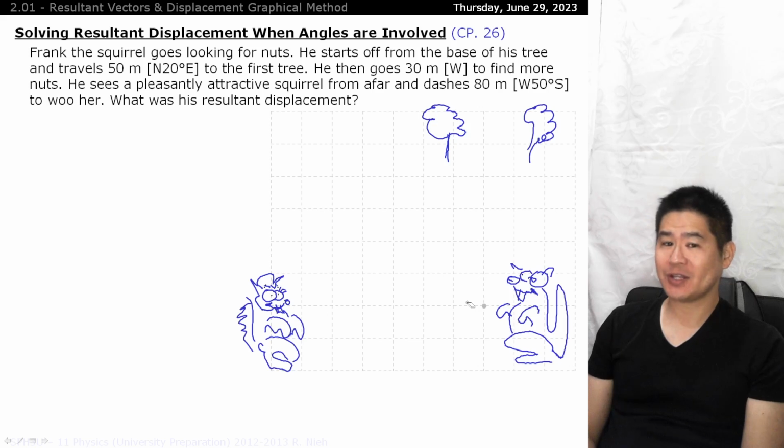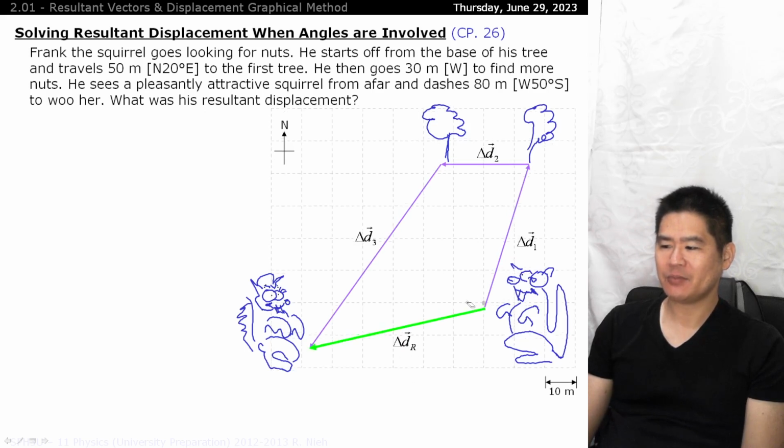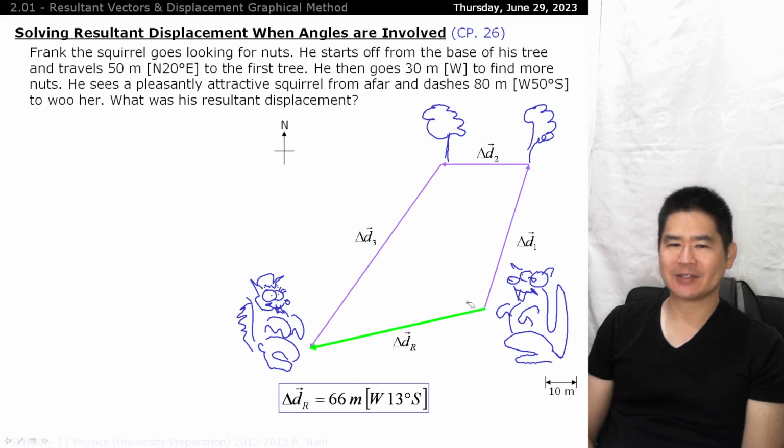I'd encourage you to try this out by drawing a scale diagram, and I hope that at the end, once you've drawn out the entire scale diagram, you end up with an answer that looks like that. Best of luck with that, and we'll solve the same exact problem mathematically in our next episode.